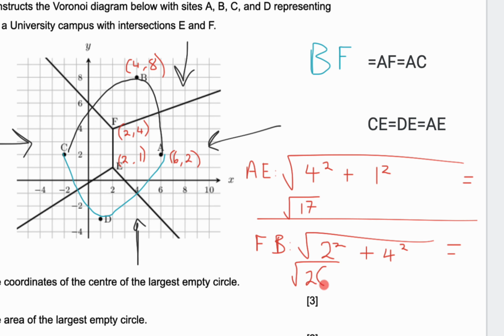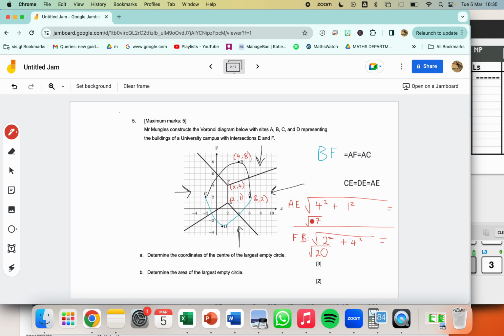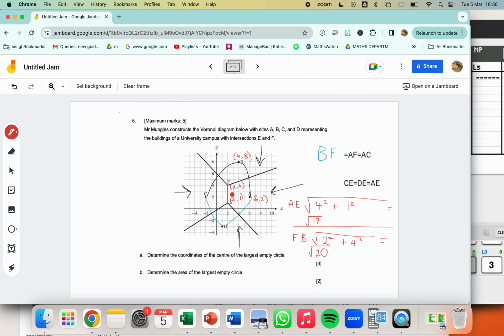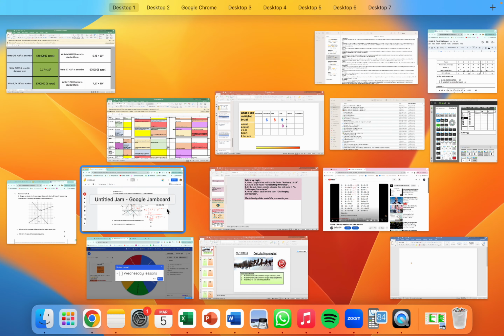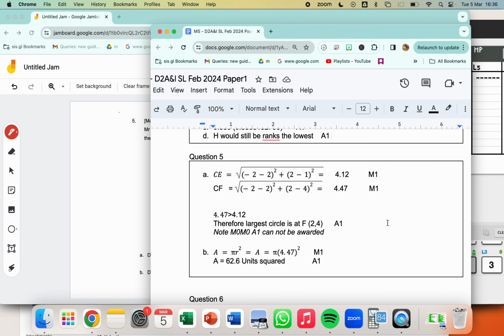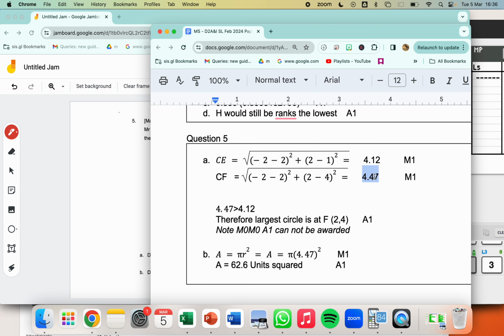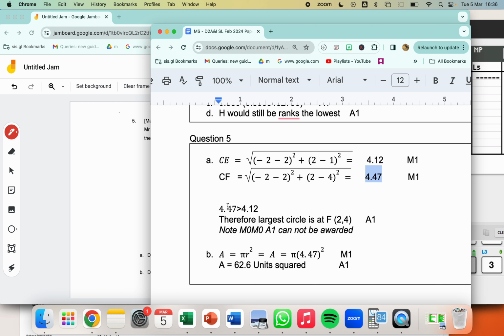So that is going to help us find our answer. Square root of 17, the square root of 20. The largest empty circle is going to be the one involving F, B, F, A, and F, C. But how do we display this when we write our answer? Well, it's beneficial to actually get the numerical answer here, which is great. And then you can just compare them. So you just say one is larger than the other. Therefore, the largest circle is at F.